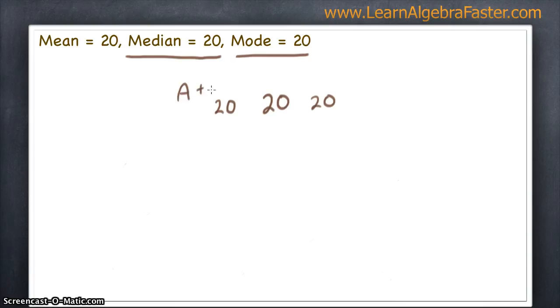So let's add A and B, and when we add these up and divide by 5, we should end up with a mean of 20. So we need to find some combination of A and B that satisfies this. Let's do inverse operations on the 5.